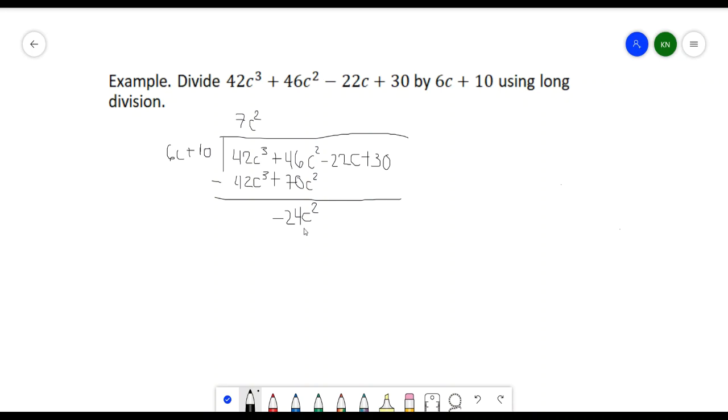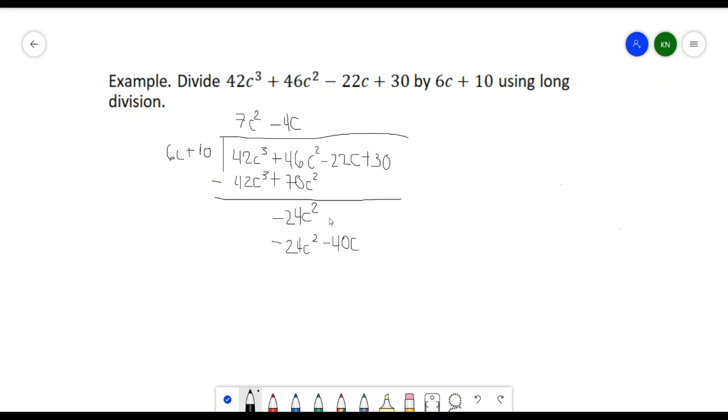So 24C squared, repeating the same process, we need to divide it by 6C. So we have negative 4. Then how many C is lacking to get the value of 2? So that is only 1 C. So negative 4 times 6, that is negative 24C squared. Then this one again multiplied by 10. So we have negative 40C.